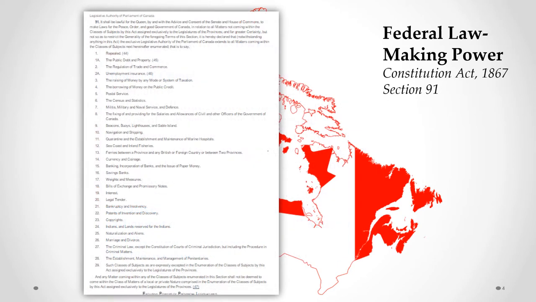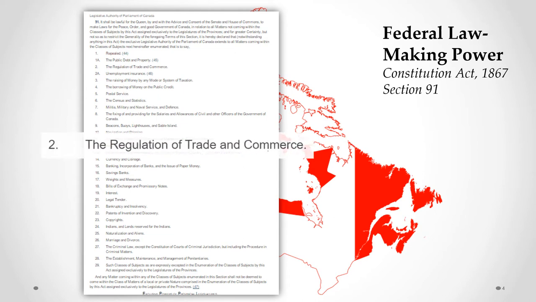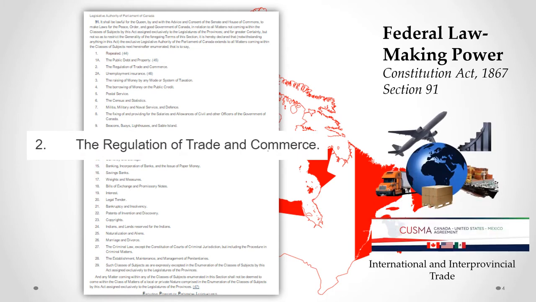We're not going to look at every single federal lawmaking power under Section 91, but we'll point out some of the more significant ones, especially those that are important to the regulation of business. The first significant power is under Section 91(2), the regulation of trade and commerce.